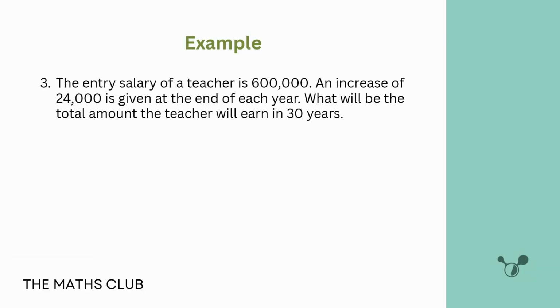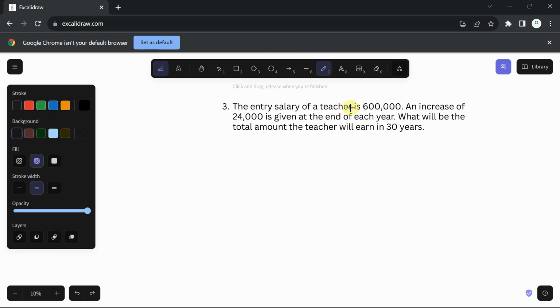So the next question is saying that the entry salary of a teacher is 600,000. An increase of 24,000 is given at the end of each year. What will be the total amount the teacher will earn in 30 years? Great. So we know that the entry salary of the teacher is 600,000. That's the first salary the teacher will ever receive. So that will be our A. Our A will be 600,000.